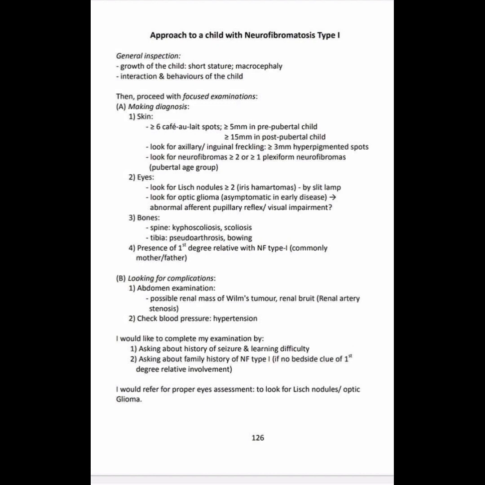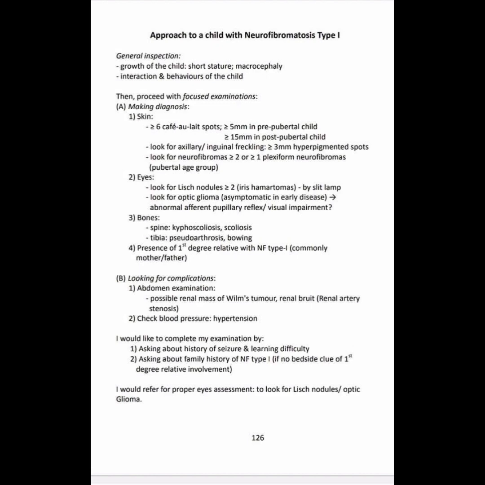Then eye findings of neurofibromatosis type 1. Look for Lisch nodules, greater than or equal to 2 iris hamartomas by slit lamp. Look for optic glioma, asymptomatic in early disease. Any abnormal afferent pupillary reflex or visual impairment.